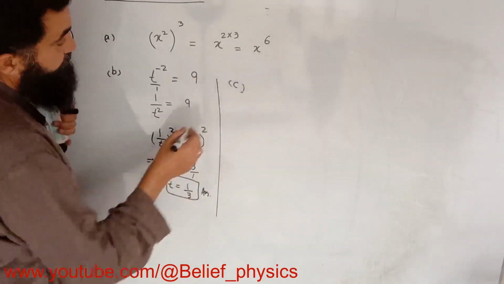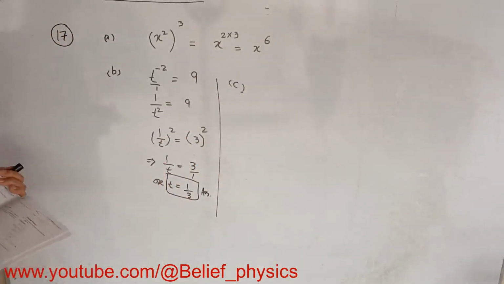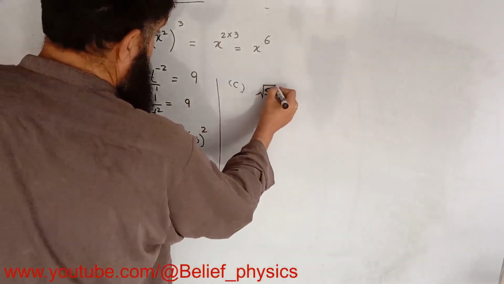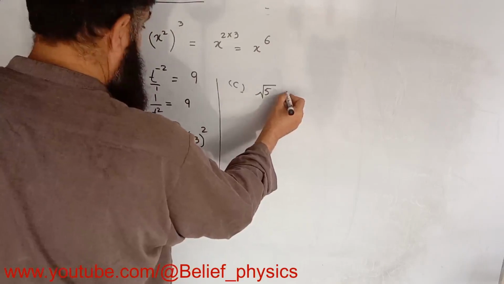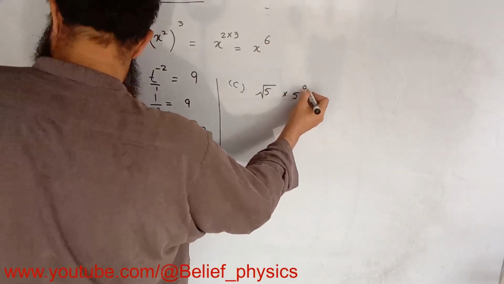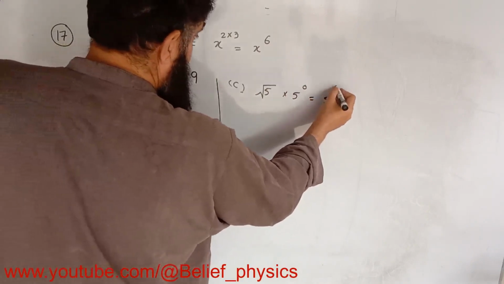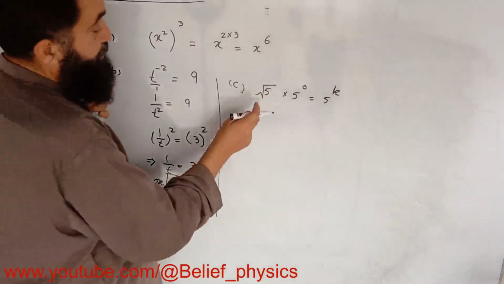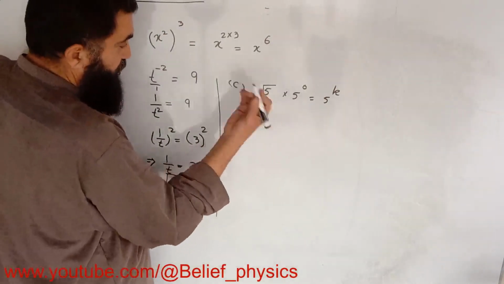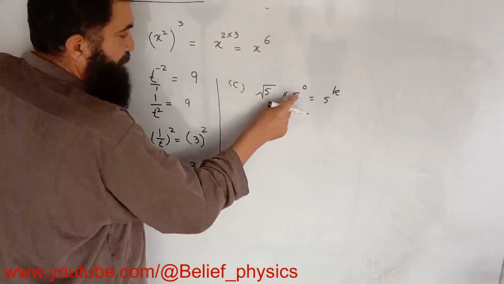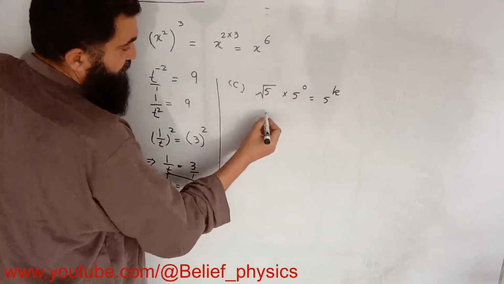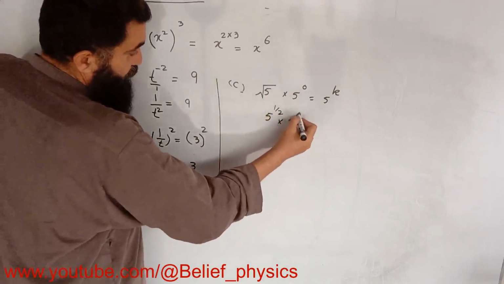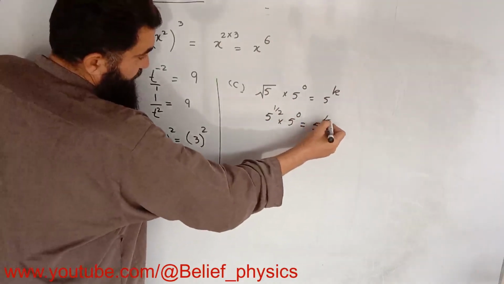C part is: square root of 5 into 5 power 0 is equal to 5 power k. Find the value of k. When you multiply, powers are added. Also, 5 power 0 is 1, so 1 into this. This is 5 power 1 over 2 into 5 power 0 is equal to 5 power k.